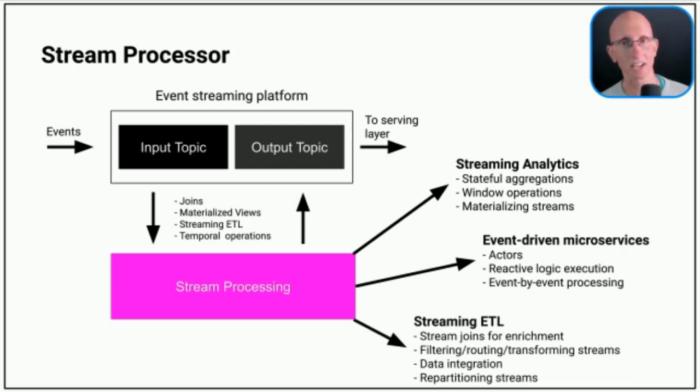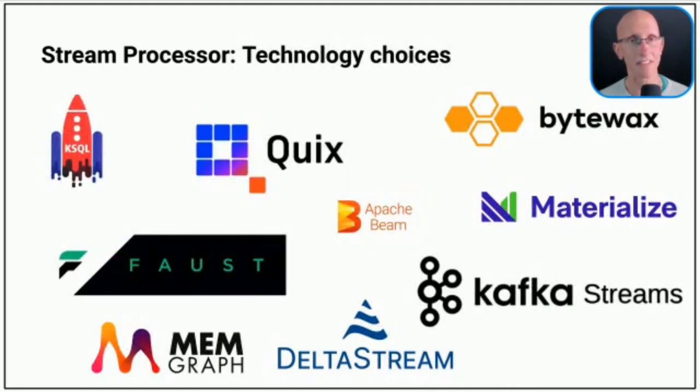So we could be doing some joins, some filtering, some routing. Maybe we're doing some repartitioning of the data and then passing it on to someone else. And there are, again, lots of tools around here. So Kafka Streams, I guess, was one of the early ones, but there's now lots of different ones. There's Materialize, Quix, Bytewax, Faust, Memgraph is a graph-specific one, and there are lots of others as well.